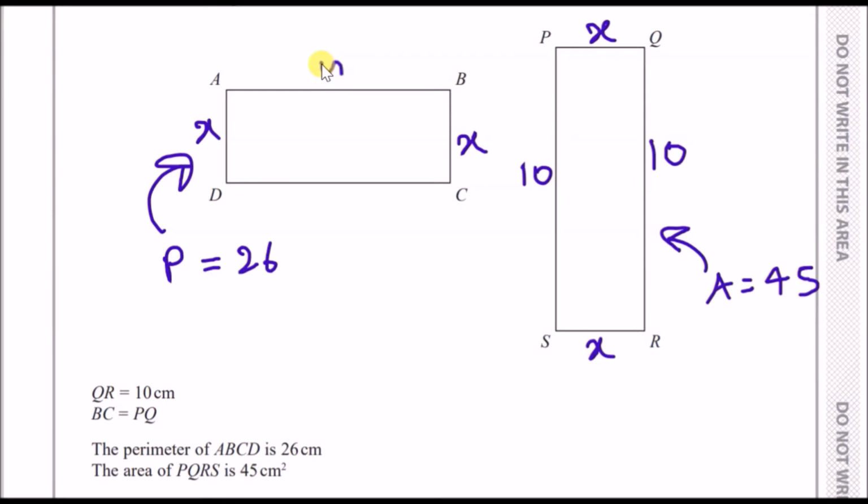I'm going to go ahead and label AB Y, so DC is also Y. Meaning the perimeter of the first shape must therefore be what? 2x plus 2y equals 26. Okay, so we just jot that down.